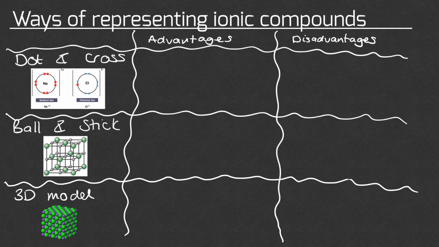There are three different ways of representing ionic compounds. You've got to be able to explain the advantages and disadvantages of using each of these different ways. There are dot and cross diagrams, ball and stick diagrams, and 3D models.